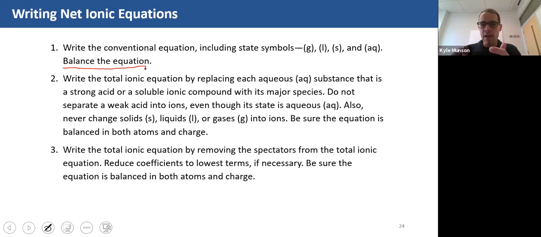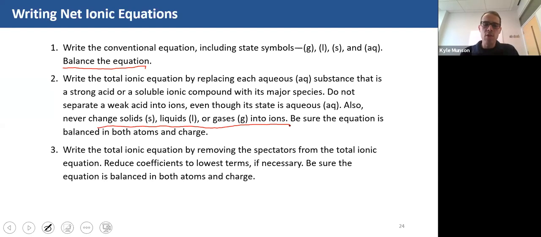Then you write the total ionic equation by replacing each aqueous substance that is a strong acid or ionic compound with its major species, which are the ions. You don't want to separate weak acids into ions, even though its state symbol is still aqueous, because we know a majority of those still remain as molecules. Also, this is really the key, never change solids, liquids, or gases into ions. Okay, be sure that the equation is then balanced after you do that.